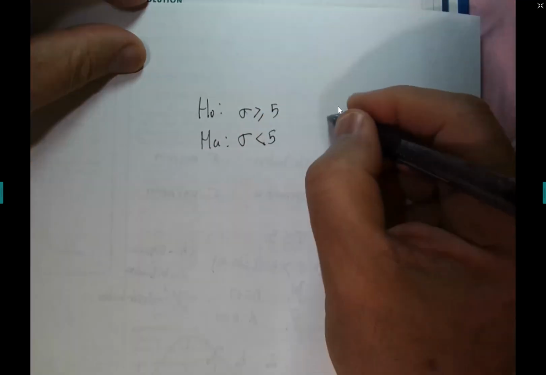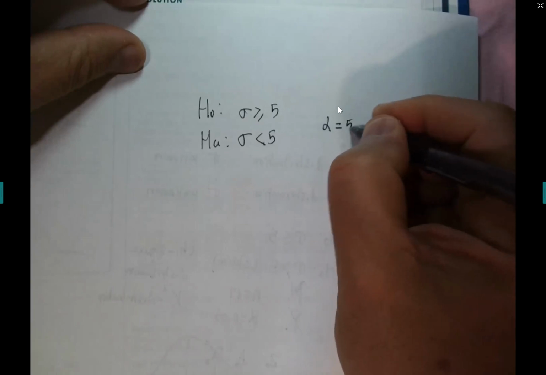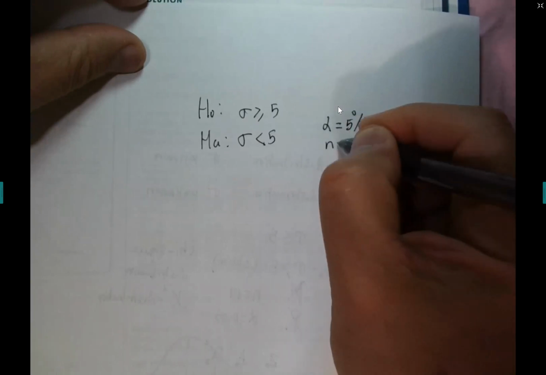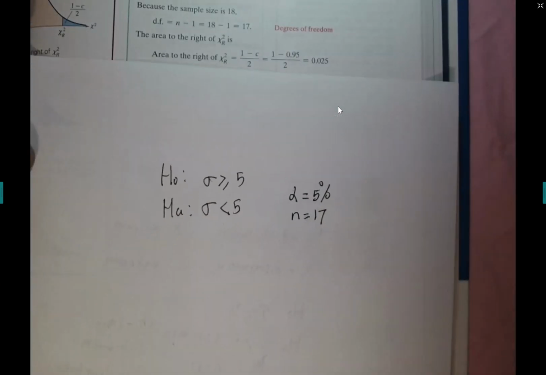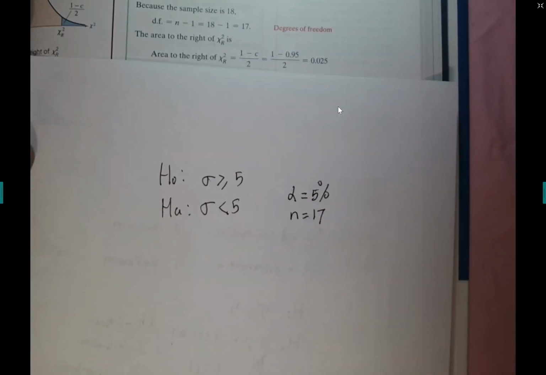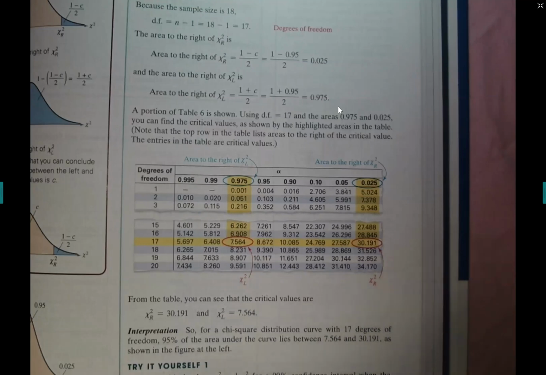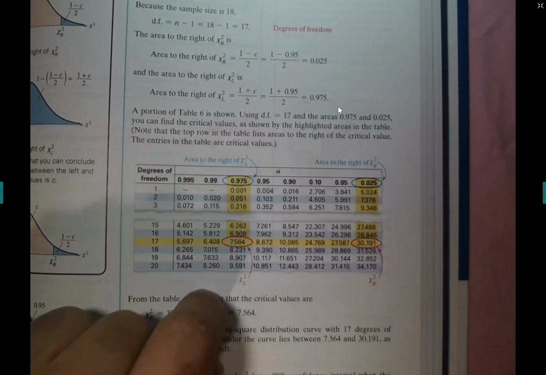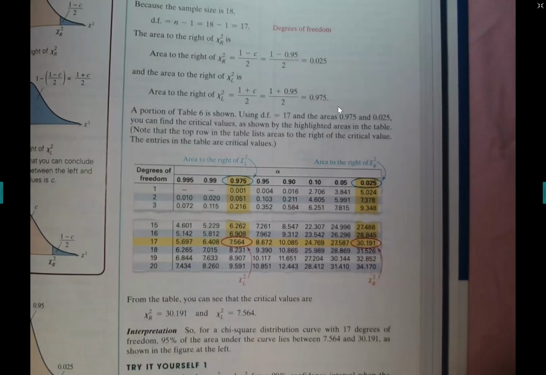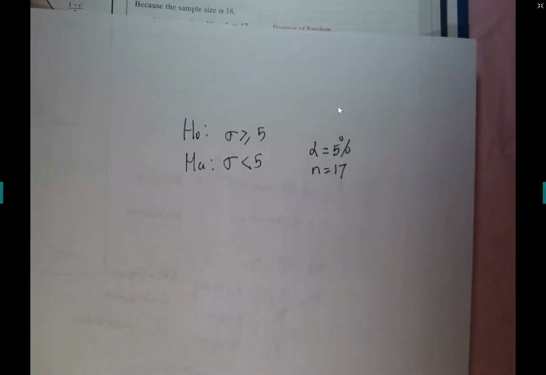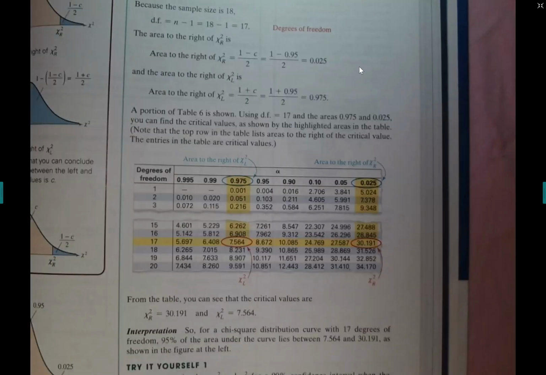Alpha is 5% and n is 17. Okay, so left tail test, alpha is 5% and n is 17. Any ideas, guys? How would I use this table? Remember, this table is designed to be a right tail table, but now I have a left tail test. What would you do? Let's see what people say in the chat.